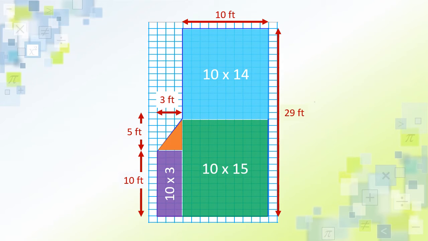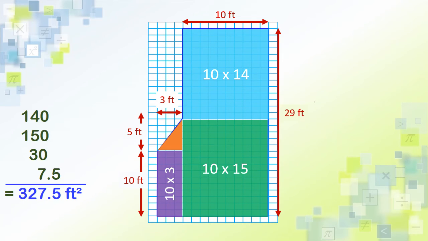Now we simply have to use the respective formulas, the formula for the area of a rectangle and the formula for the area of a triangle. Once we solve those, we simply add up all the values. So what we end up with is, we're going to add up our blue rectangle with an area of 140, our green rectangle, which has an area of 150, our purple rectangle, an area of 30, and finally our triangle, which has an area of 7.5. We add those up and we end up with 327.5 square feet.